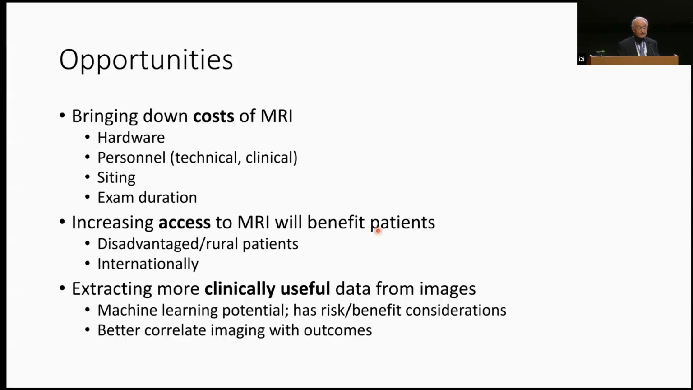And finally, the data that we do get, if we can make things more quantitative, extract more clinically useful data, then again, machine learning has great potential there, though it's still under development. So we have to worry about how we train those machine learning systems. We don't want to build biases into our algorithms. And going forward, we need to really better correlate imaging with outcomes in order to have that data put into the machine learning algorithms.